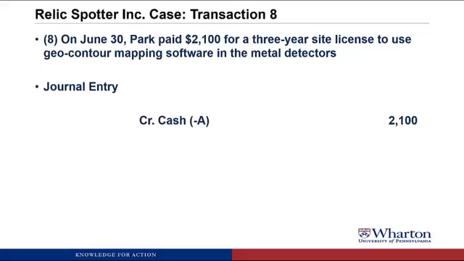Now I never knew that metal detectors ran on geocontouring mapping software, but I guess they apparently do. Anyway, software is going to be an asset because it's something that we can use to run the metal detectors over 3 years. Assets go up with debit, so we debit an asset called software for $2,100.